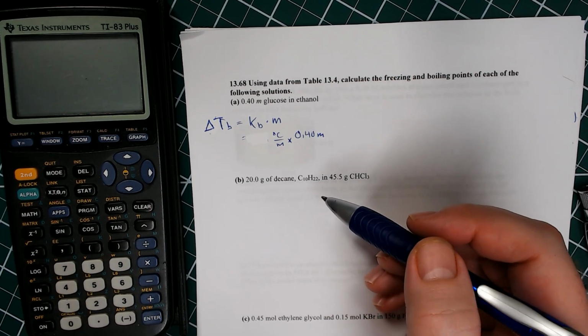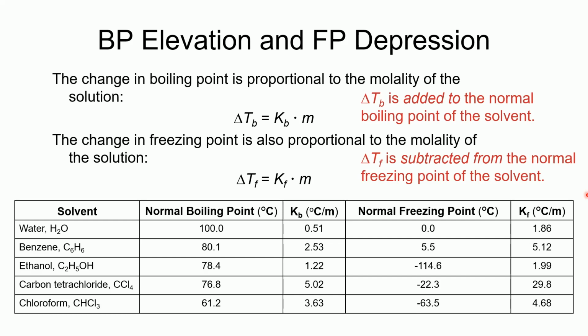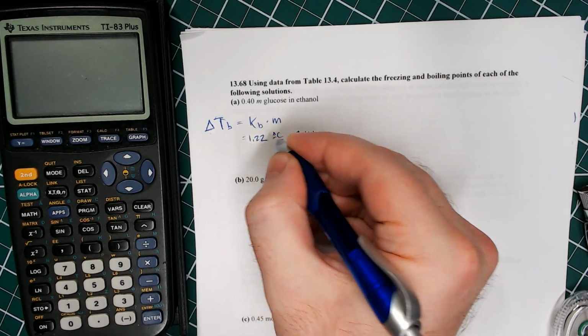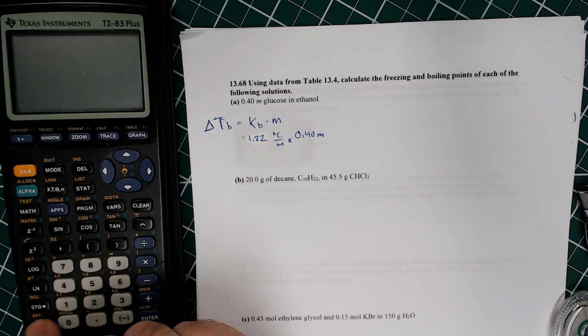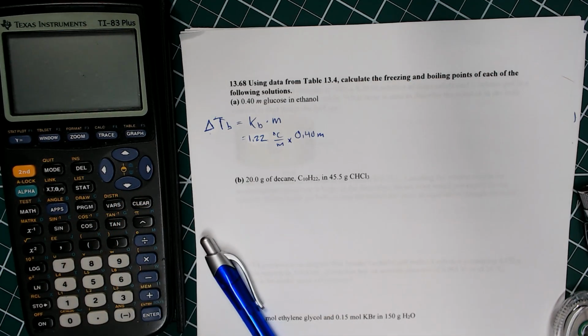All right, let's just go back and grab that real quick. Our boiling point elevation constant for ethanol is not 0.51, it is 1.22 degrees Celsius per molal. So let's try that again.